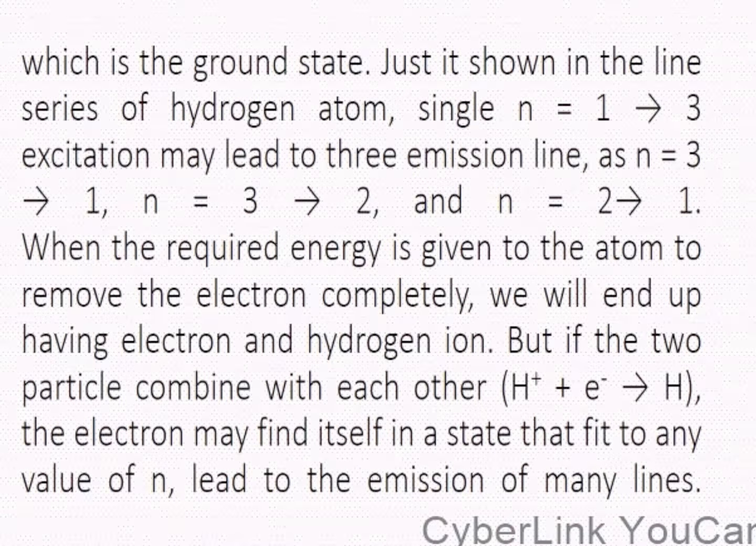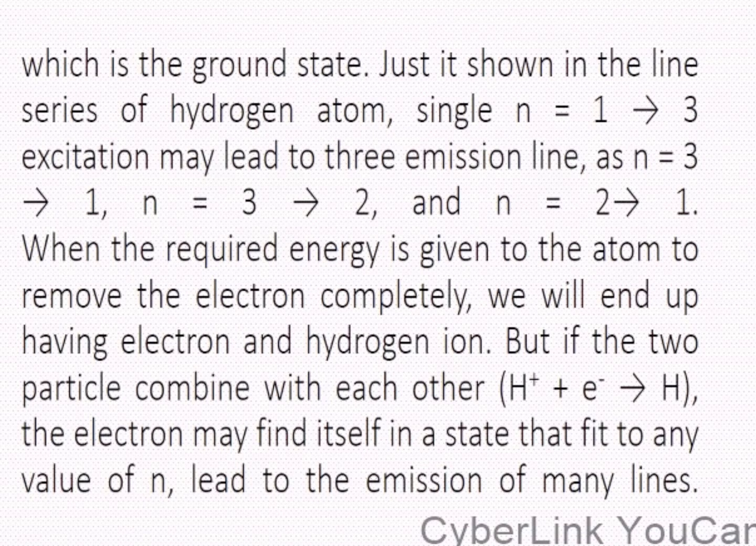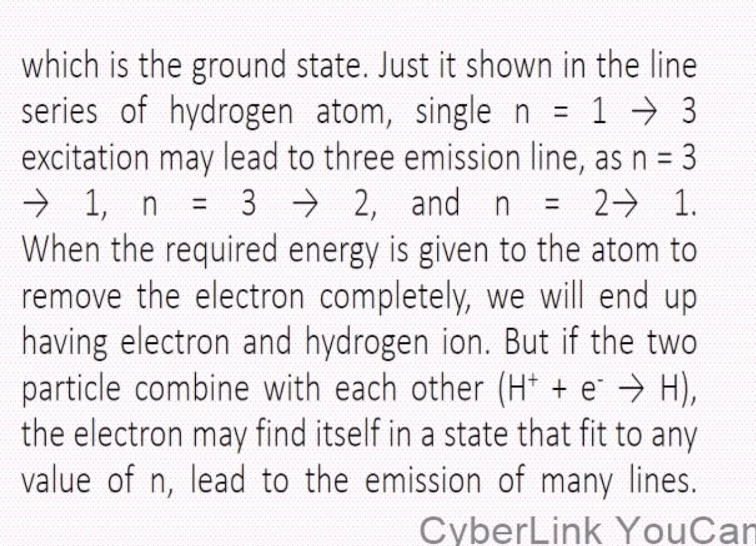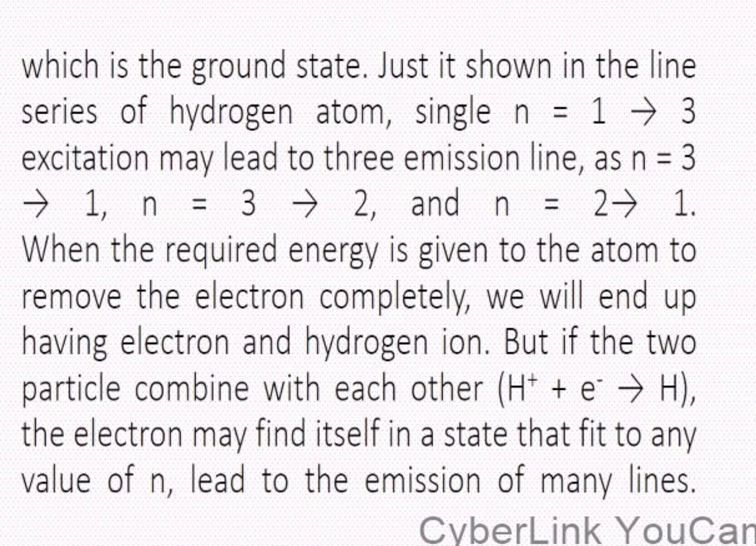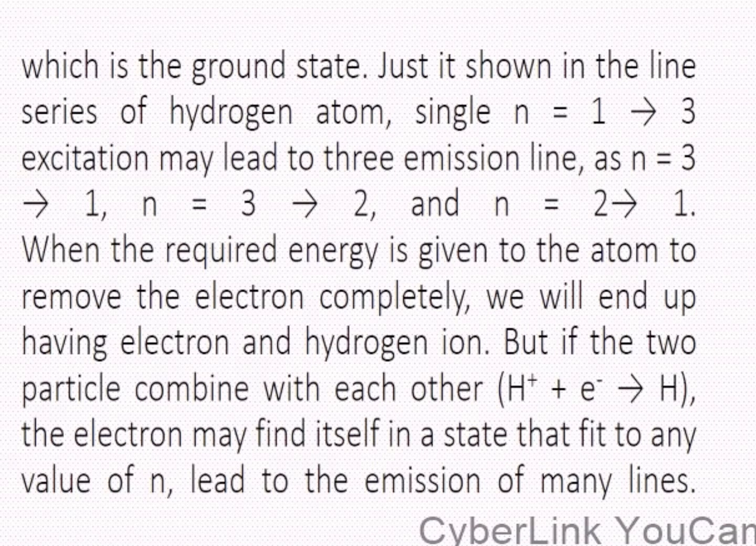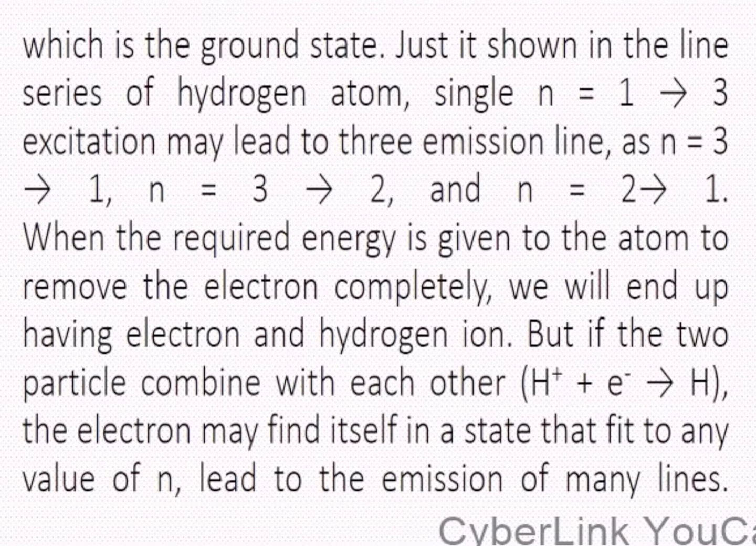When the required energy is given to the atom to remove the electron completely, we end up with a proton and an electron. But if the two particles combine with each other, H plus and e minus give us hydrogen, because the plus and minus charges balance. The electron may find itself in a state that fits any value of n, leading to the emission of many lines.